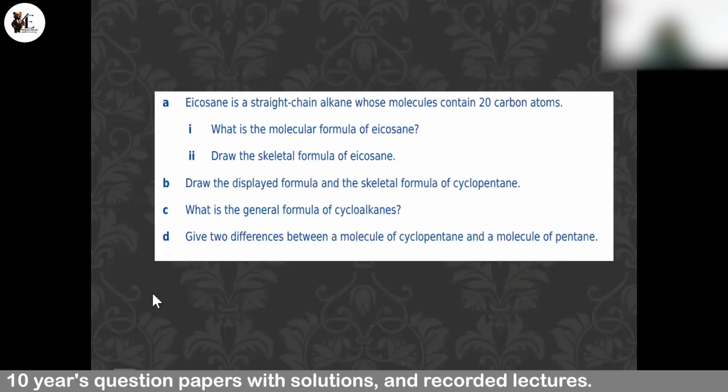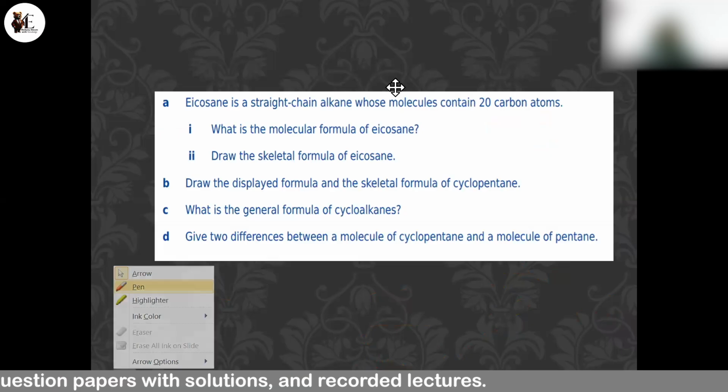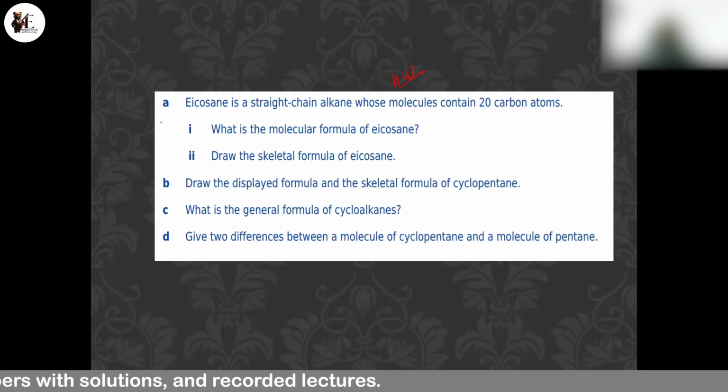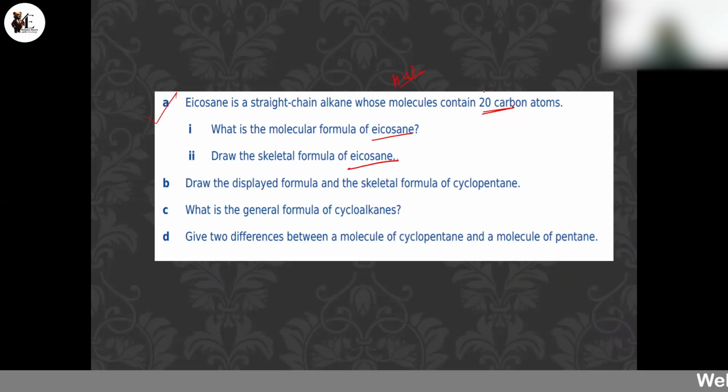So this is your homework question. The first question is that icosane is a straight chain alkane whose molecules contain 20 carbon atoms. What is the molecular formula of icosane? Draw the skeletal formula of icosane. So there are 20 carbon atoms. You have to satisfy the valency of carbon with hydrogen.